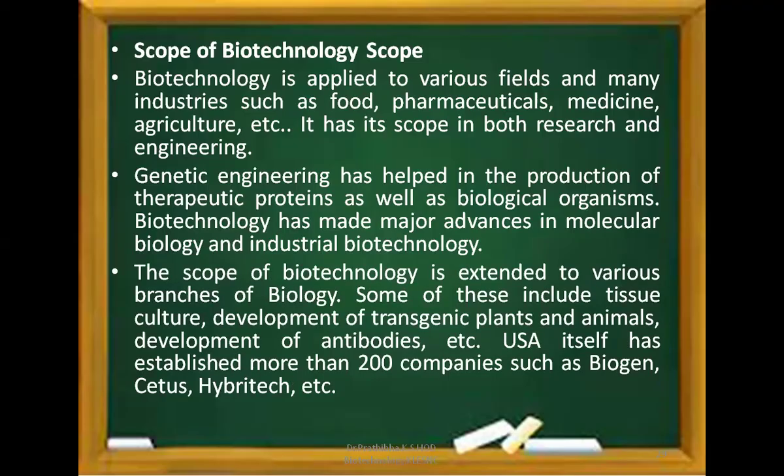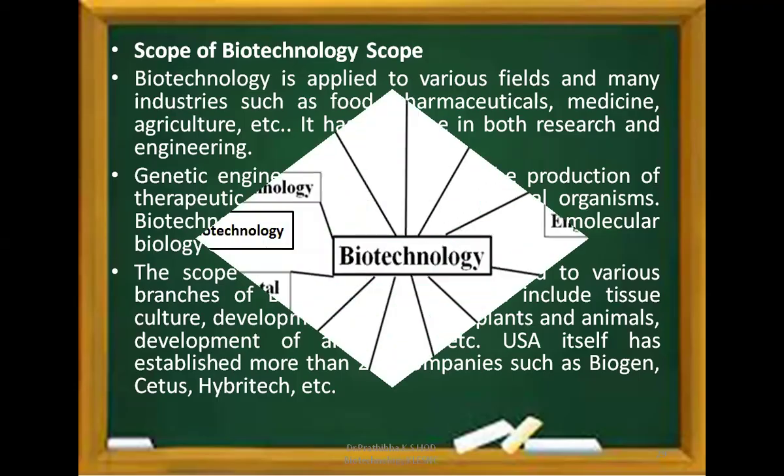The scope of biotechnology is also extended to various branches of biology. Some of these include tissue culture, development of transgenic plants and animals, development of antibodies, etc. Using this particular technology, we have also obtained novel products. The USA itself has established more than 200 companies such as Biogen, Citrus, then Hybridtech, etc.